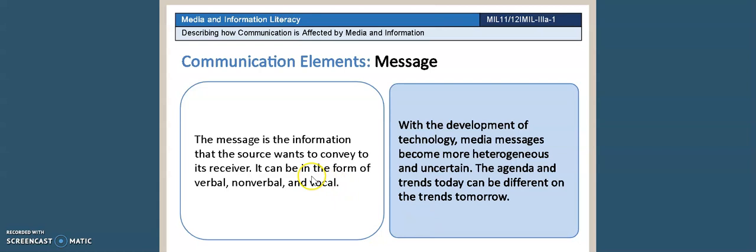The second element is the message. The message is the information that the source wants to convey to its receiver. It can be in the form of verbal, nonverbal, and vocal. With the development of technology, media messages become more heterogeneous and uncertain. The agenda and trends today can be different from the trends tomorrow.